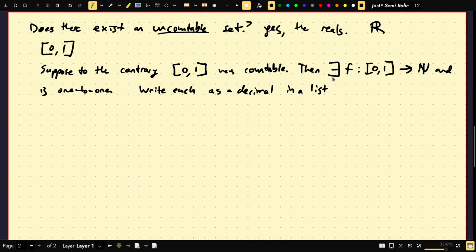Because each element is less than one, we can write them starting with a zero. And because they're countable, we can write them in a list in order, right? So this would be f of 1. This would be f of 2, and so on, right? So let's say 0 point 7, 8, 9, 1, and so on. And these are infinitely long, right?